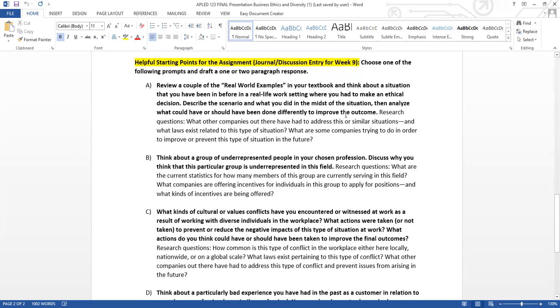So for this first part, you do not have to do any research, and it specifically says that on your journal entry for this week. No research is involved. Just share a story. The bold part is where it's asking you to share a situation. The not bold part is coming later. If you choose to go with this for your presentation, you'll need to do some research.